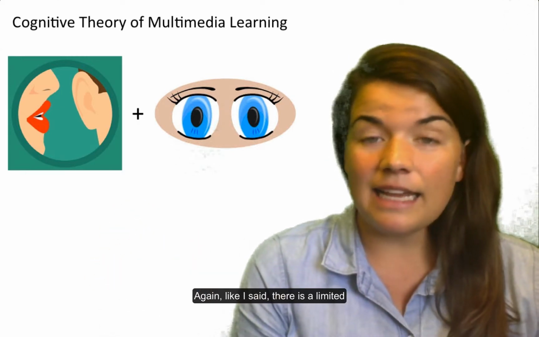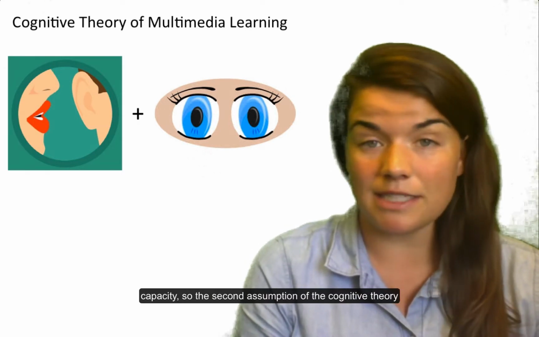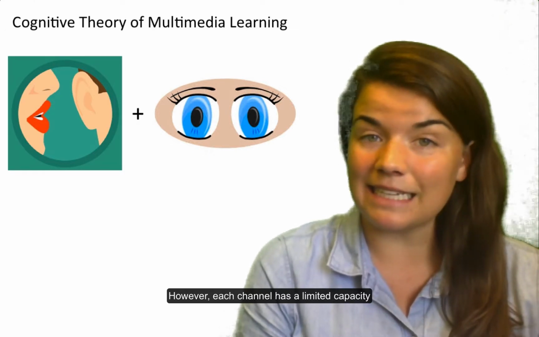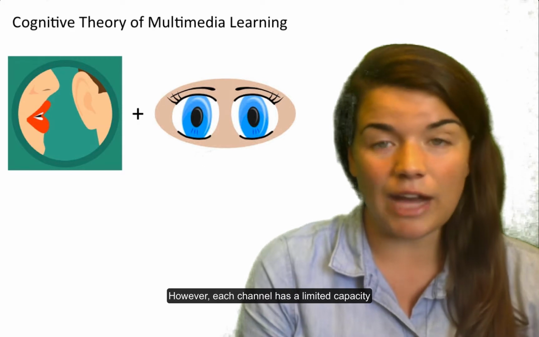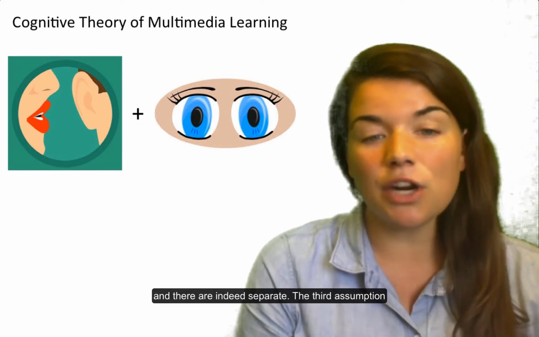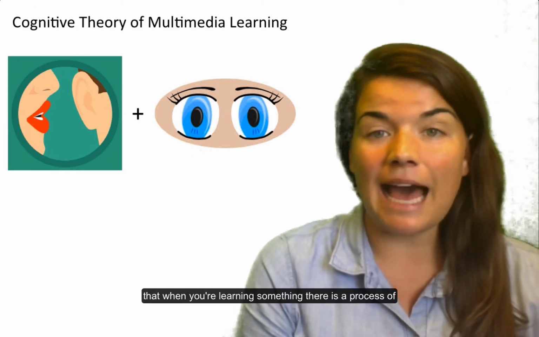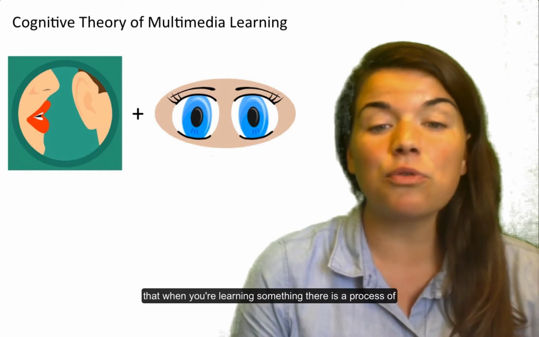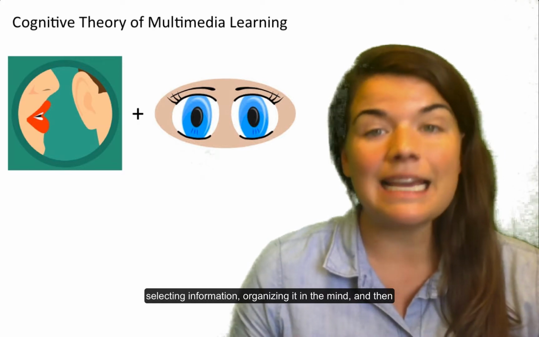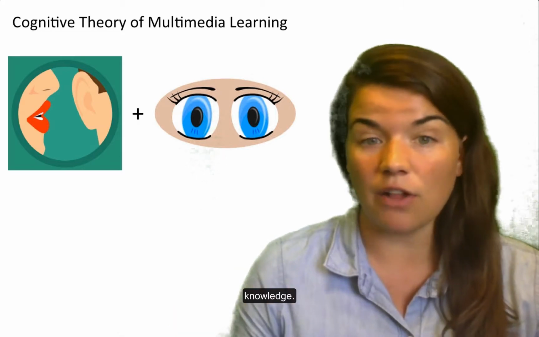Again, like I said, there is a limited capacity. So the second assumption of the cognitive theory of multimedia learning is that it has limited capacity. However, each channel has a limited capacity and they are indeed separate. The third assumption is active processing. And this means that when we're learning something, there is a process of selecting information, organizing it in the mind, and then integrating it into existing schemas or a working knowledge.